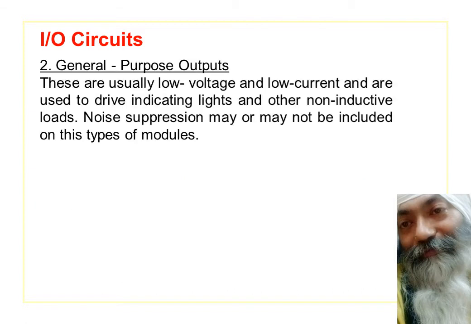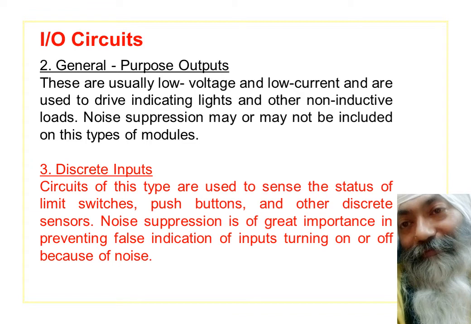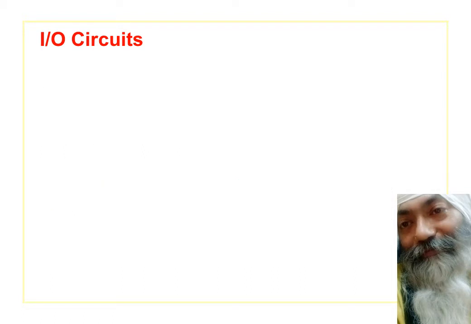We have general purpose outputs which require some noise suppression. We have discrete inputs which again can be connected to normal limit switches or push buttons or other discrete sensors. Again, we have noise suppression in this case.